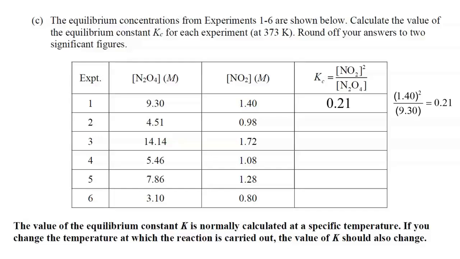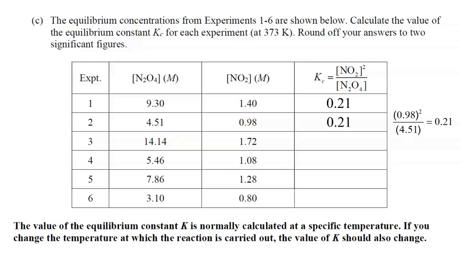Now, for all the other experiments, I'll do the same procedure. Concentration of NO2 squared divided by the concentration of N2O4. And these are the equilibrium concentrations. So we're calculating Kc for each experiment at 373 Kelvin. And it does say to round off your answers to 2 significant figures. So for experiment 2, it's 0.98 squared divided by 4.51, and I get the same numerical value, 0.21.